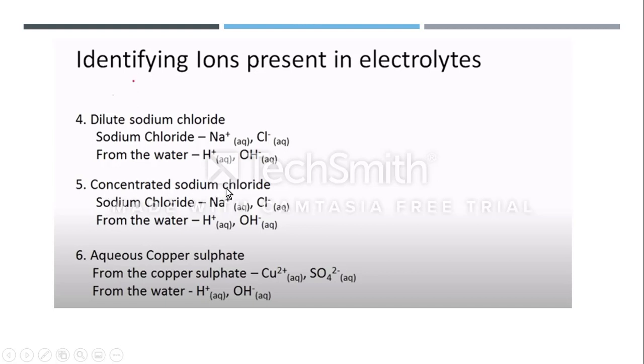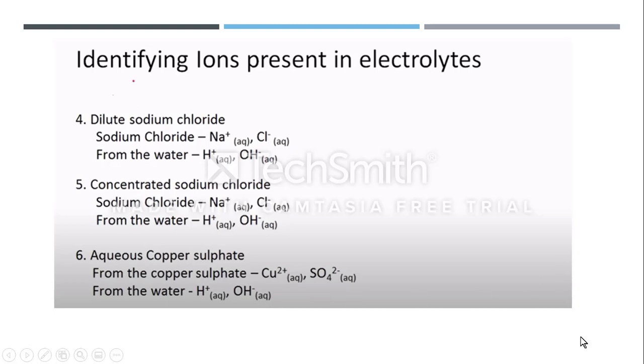Concentrated sodium chloride has the same ions as dilute, but the amount is different, right? Because it's concentrated, we have more sodium and chloride and less water. Aqueous copper sulfate. The copper sulfate will give us copper ions and sulfate ions. And the aqueous part means it's dissolved in water. Again, it's going to have H+ and OH-.